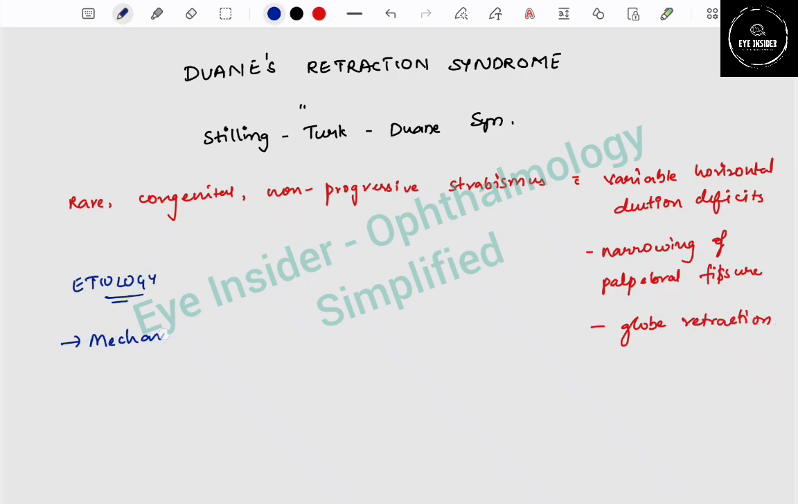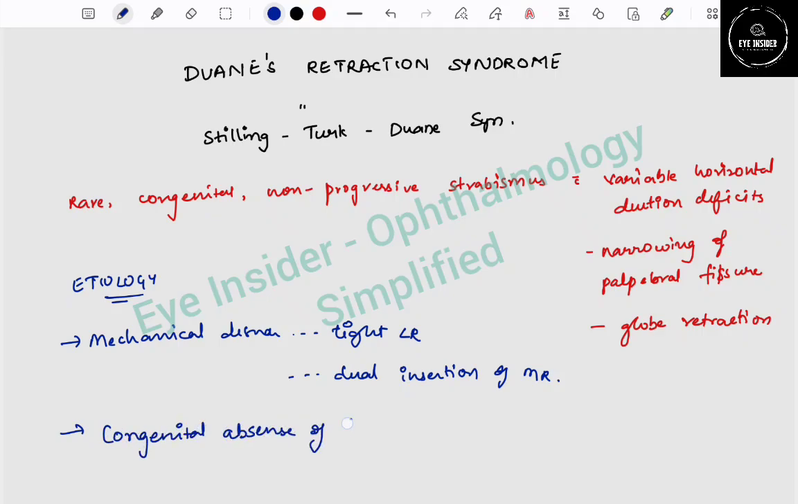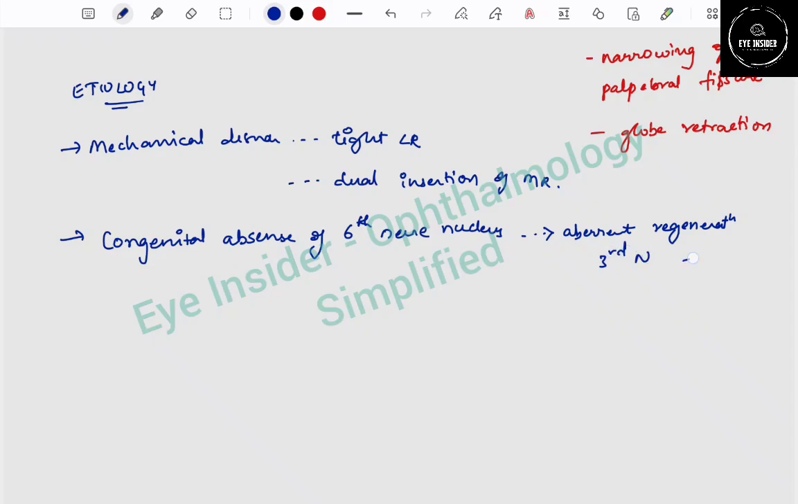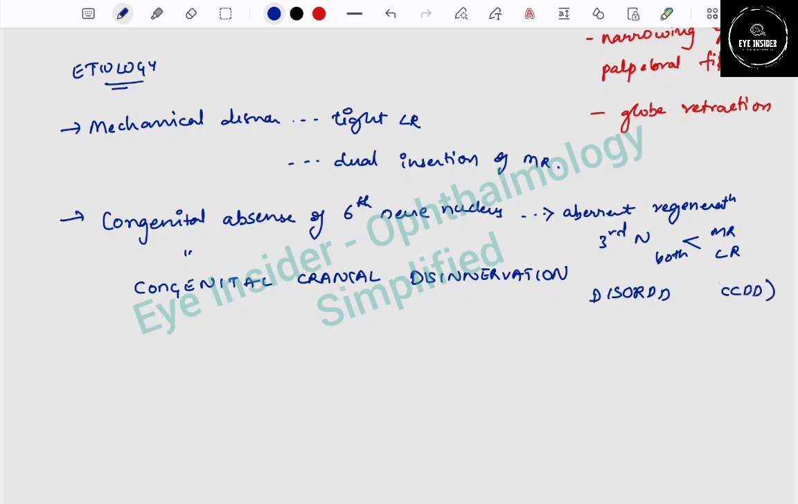So the etiology of this was thought to be a mechanical disorder, because of either a tight lateral rectus or the dual insertion of the medial rectus, but recent studies have shown that it is associated with congenital absence of the sixth nerve nucleus. Because of this, there is aberrant regeneration of the third nerve, which supplies both medial rectus and lateral rectus. Therefore, it is also called congenital cranial dysinnervation disorder, CCDD.